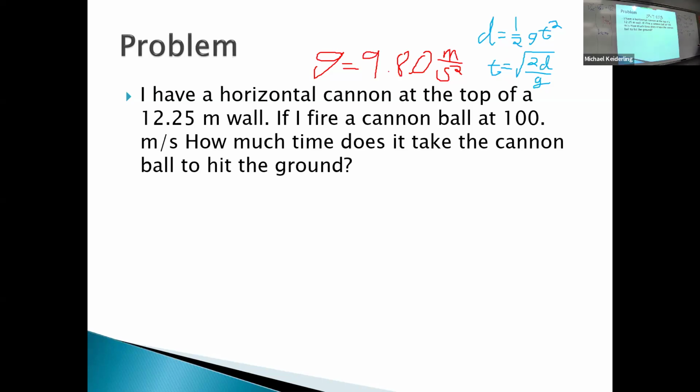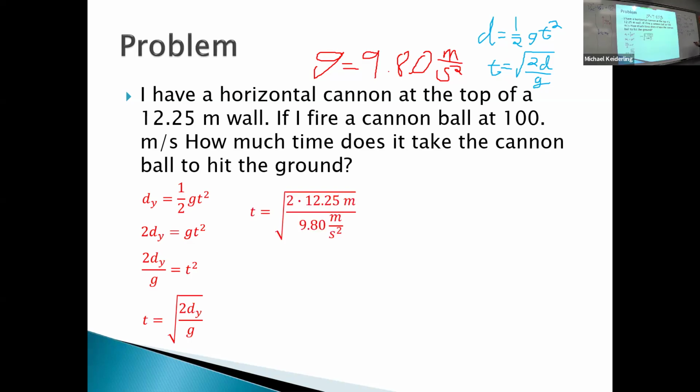So this is just a fall. The calculation is the same as for a falling object. Distance vertically is 1/2 gt squared. So 2 times distance vertically equals gt squared. So 2 times distance vertical over g equals time squared. So the time is going to be the square root of 2 times the vertical distance over g. 2 times 12.25 meters over 9.8 meters per second squared is the square root of 2.5 seconds squared, which comes out to 1.58 seconds.